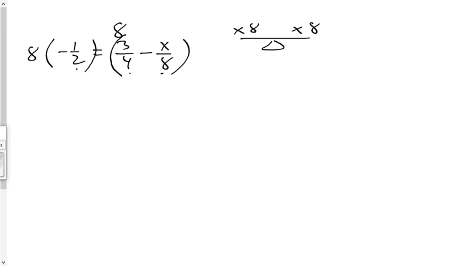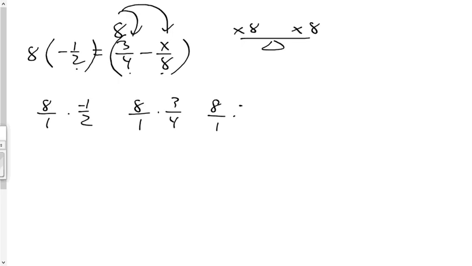Now technically I didn't need brackets on that left side because it's just one term. But 8 multiplied by negative 1/2, 8 multiplied by, since it's a binomial, 3/4, and 8 multiplied by negative x over 8. Those are all of the things I need to do to solve this. And you have to cross-reduce. So Jordan, what will this cross-reduce to? 4 and 1 give me negative 4 for my side.